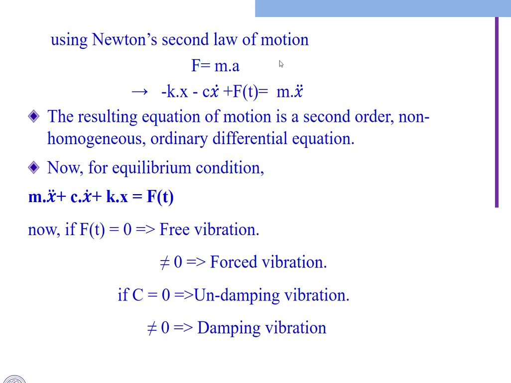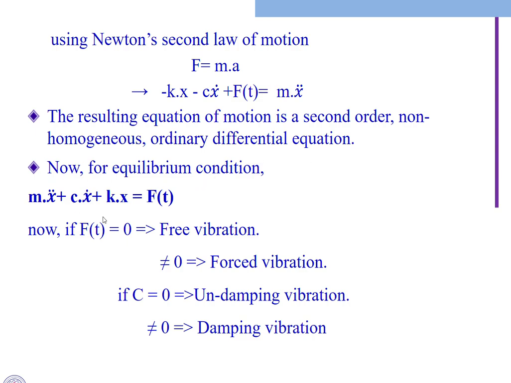Using Newton's second law of motion, we can derive this equation: force is equal to mass into acceleration, whereas minus kx minus cx dot plus f of t is equal to m into x double dot. The resulting equation of motion is a second order non-homogeneous ordinary differential equation.